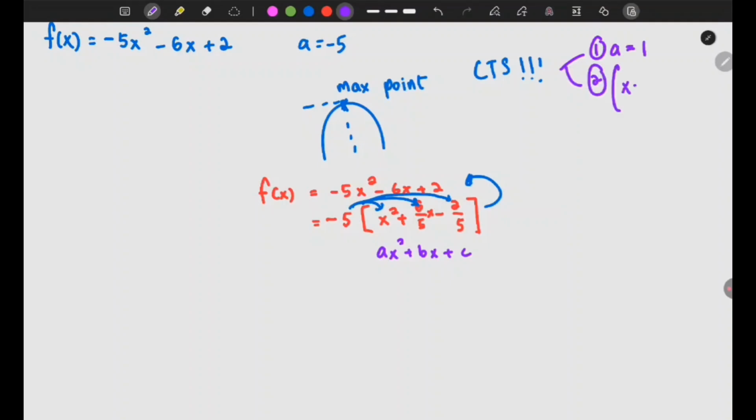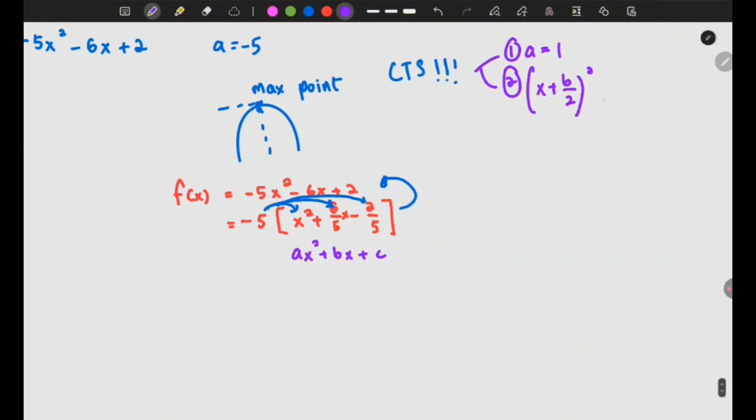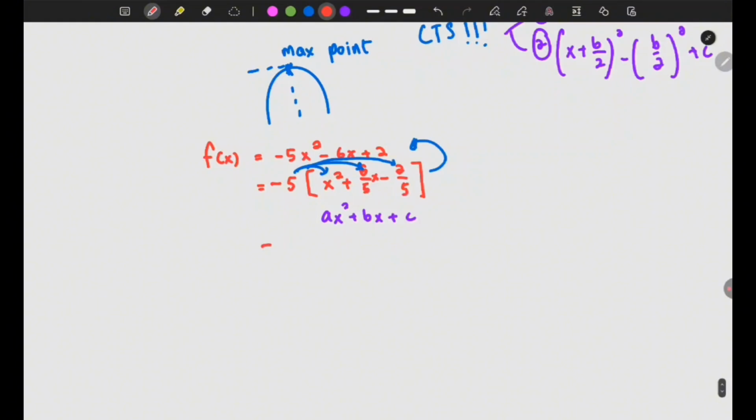Negative 5. The square bracket maintain, and your x plus inside 6 over 5 divided by 2 square, minus again the b over 2, 6 over 5 over 2, square, and minus 2 over 5. And you can actually simplify 6 over 5 divided by 2: 6 over 10, right? And 6 over 10, if you simplify, should be 3 over 5.